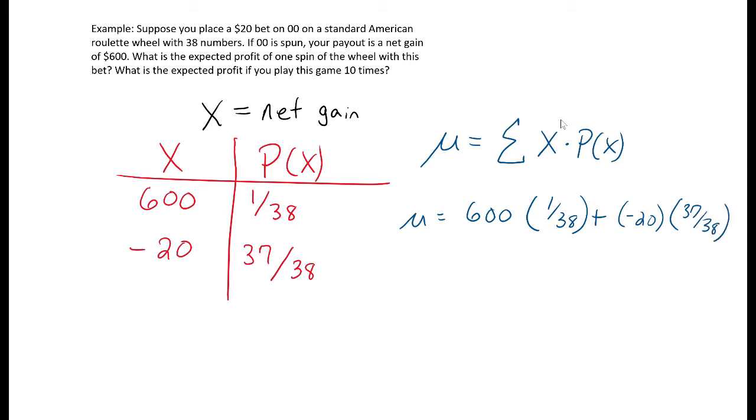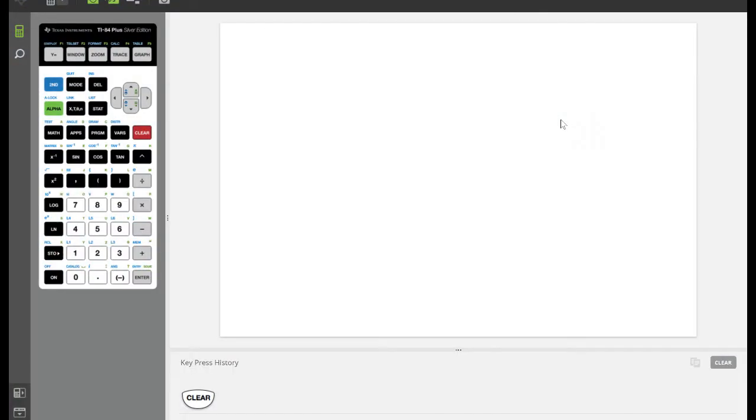I'm hoping you guys are seeing the pattern here. What you do is you multiply these things together. You take X times P of X. You take 600 times 1 over 38 plus what you get when you multiply a negative 20 times 37 over 38. Okay? So now let's go to our calculator. Let's see if I have that loaded up.